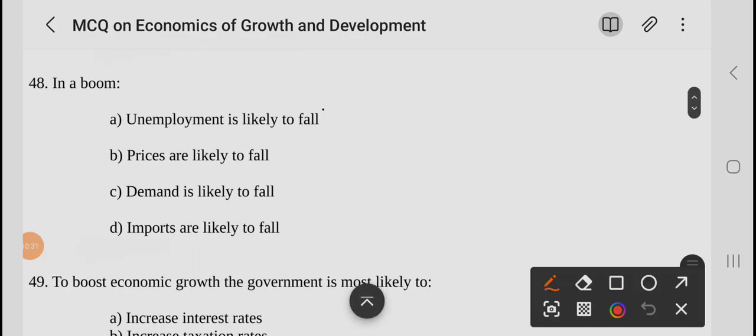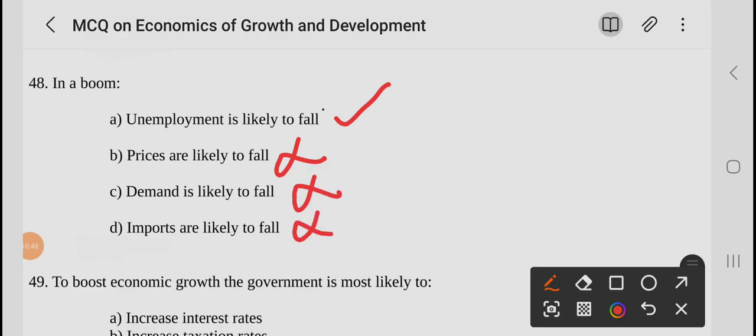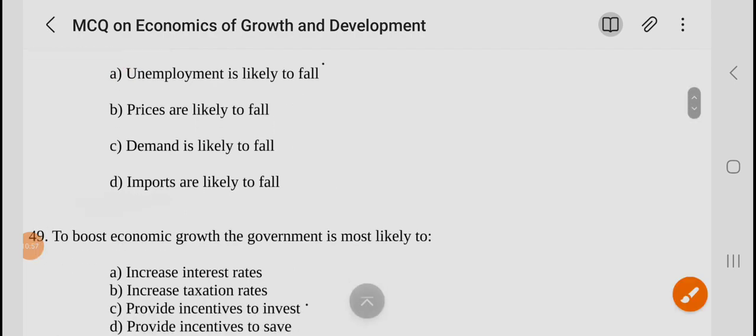Next one. In a boom, unemployment is likely to fall. Yes. Prices are likely to fall. No, we can't say that. Demand is likely to fall. No, it will increase. Imports are likely to fall. No, imports can increase. Prices also can increase. So the correct option for this is unemployment is likely to fall because more employment can be generated.